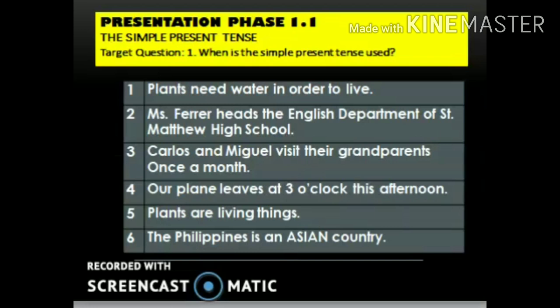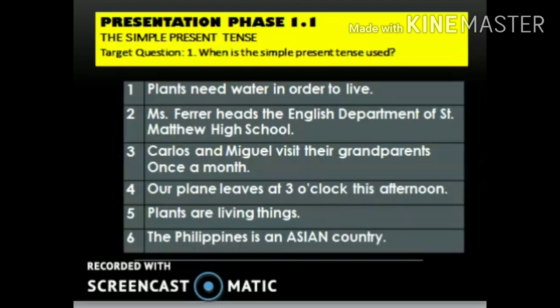Singular verbs are formed by adding s or es to the verb. Can you now formulate the pattern in constructing sentences with singular subjects in the simple present tense? If the subject is singular, use the singular verb.